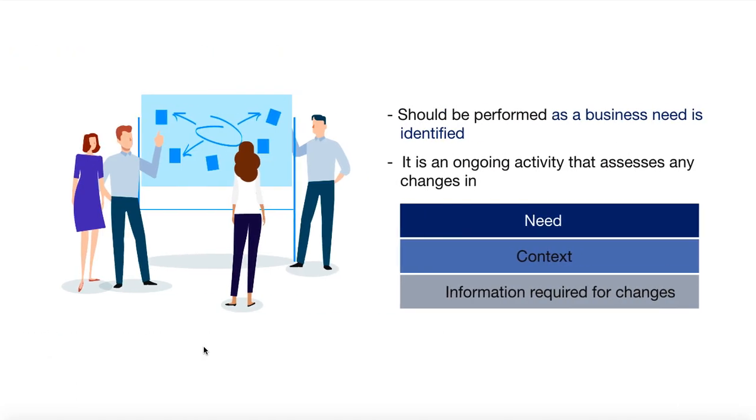So one thing to keep in mind is that strategy analysis should be performed as a business need is identified. It's an ongoing process, and an ongoing activity that will assess any changes in the need, context, and also the information required for the changes. So why do we say that while the business need is being formulated and identified, strategy analysis also needs to go in parallel?